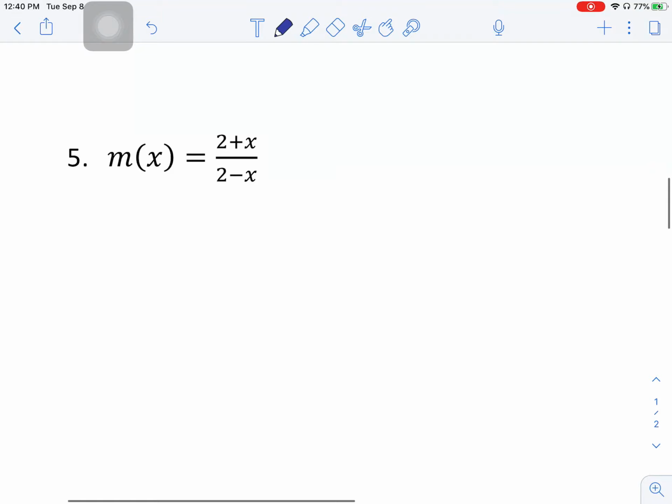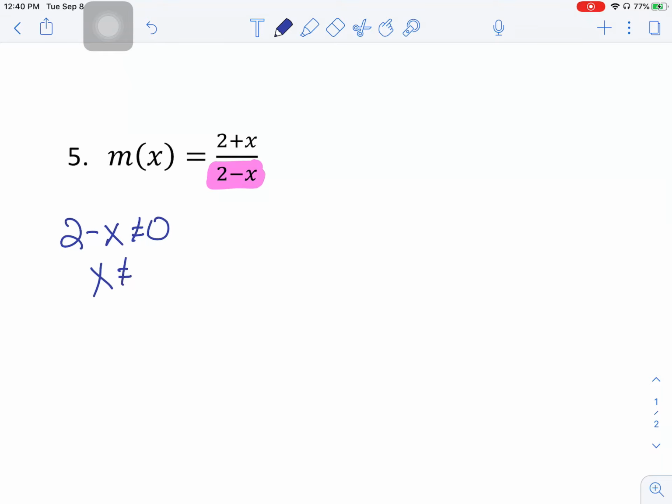All right, so problem number 5, things I'm looking for. I'm looking for square roots. I have none. I'm looking for fractions. That I have. So I need to take this denominator and make sure that it cannot equal 0. All right? So 2 minus what is going to equal 0? Well, this is going to tell me that x cannot equal 2, right? Because if I put a 2 in here, 2 minus 2 is 0, and then I run into this whole divide by 0 nonsense, and we don't want to do that.